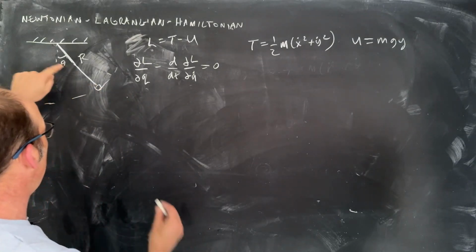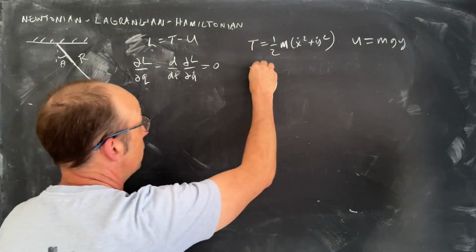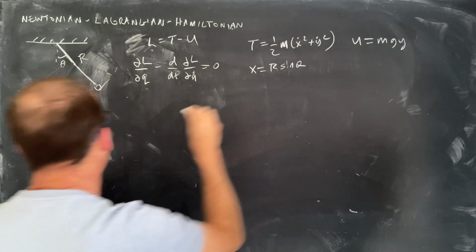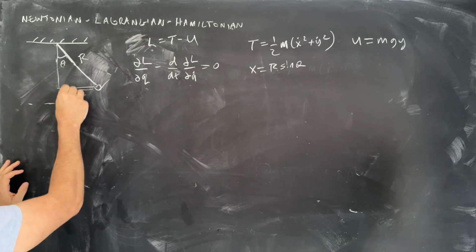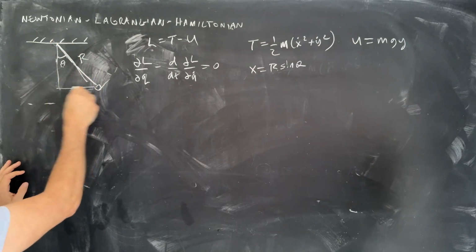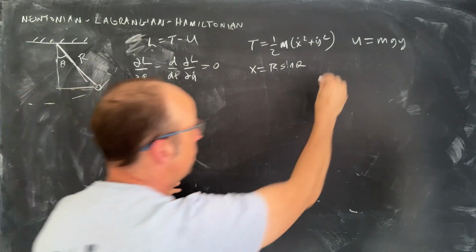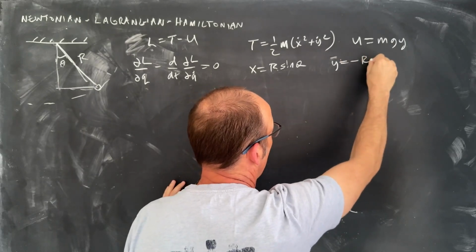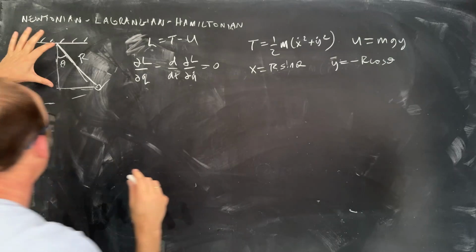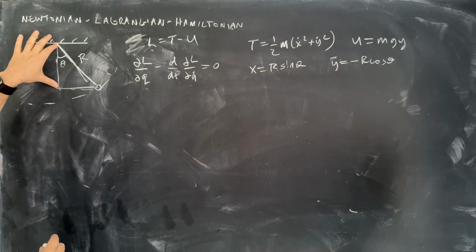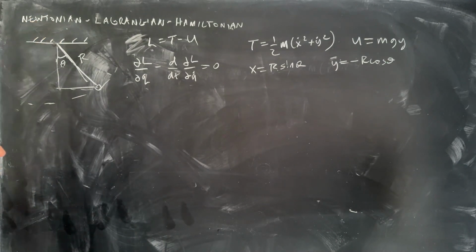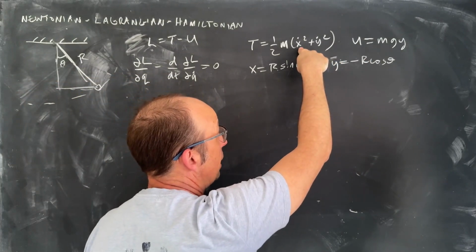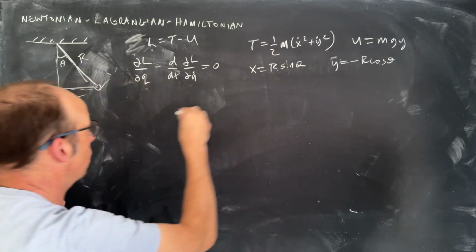So if that's my angle theta, then my x value is going to be equal to r sine theta, right? Because if this is x, then that's the constant r, that's the adjacent side, so it's r sine theta. Y is going to be negative r cosine theta, because here it's that distance right there, but it's in the negative direction if I'm calling that my origin. So that's going to be useful for my potential, but now for the kinetic energy, I need to get x dot squared and y dot squared. So let's take the derivatives.